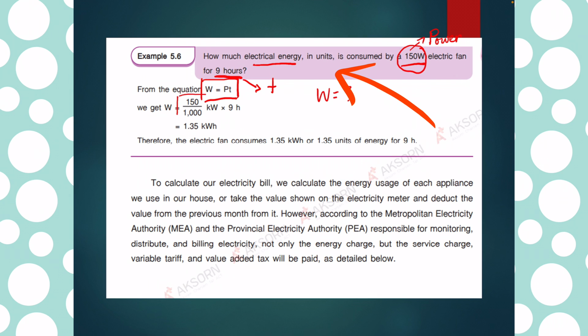So 150 divided by 1000. And then you will get an answer there. And then you multiply this now with the time. So finally, you would end up getting this answer. Did you get the same thing? Very good. If you got the same thing, that means you understood the lesson. So therefore, the electric fan consumes 1.35 kilowatt hour or 1.35 units of energy in a span of 9 hours.